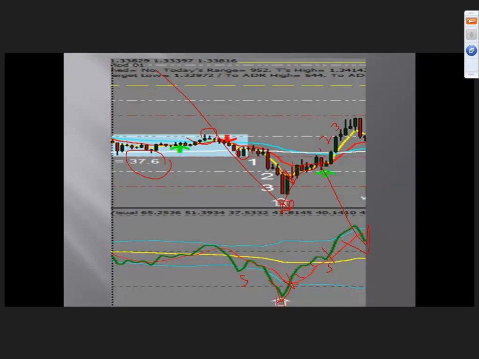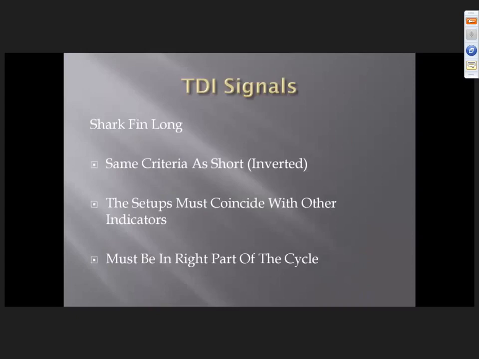Yes, it is cool. They're in there, man. Okay, shark fin long. Same criteria, short, inverted. The setup must coincide with the other stuff, man. The TDI is a confirmation of the pattern, not the other way about, okay? It's got to be in the right part of the market cycle. If you get a shark fin at 2 in the afternoon, it may or may not pay out. Don't chase it. If you get a shark fin at 3:30 in the morning, that's solid gold, my friends. That will pay out.